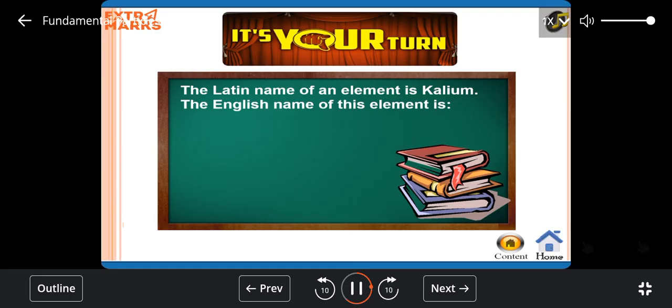The Latin name of an element is calcium. Can you guess the English name of this element? And your options are option A, iron, option B, potassium, option C, sodium. The correct answer is option B, potassium.